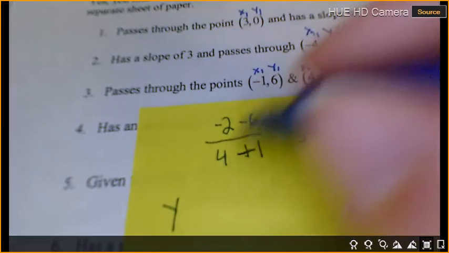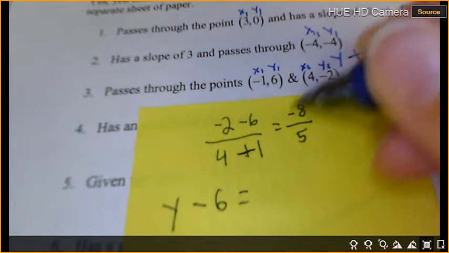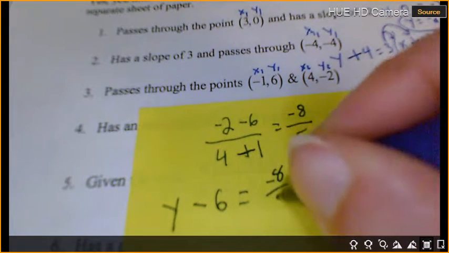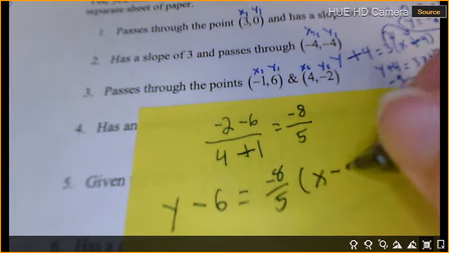Calm down. So we're going to go y minus y1, which is 6, equals the slope, I found it right there, times x minus x1.